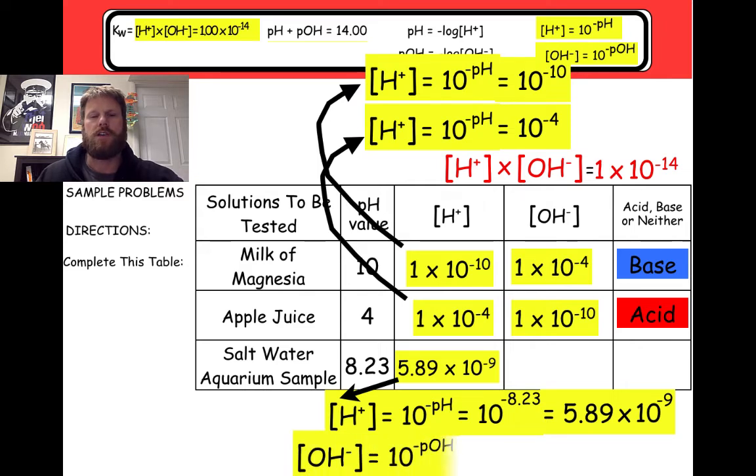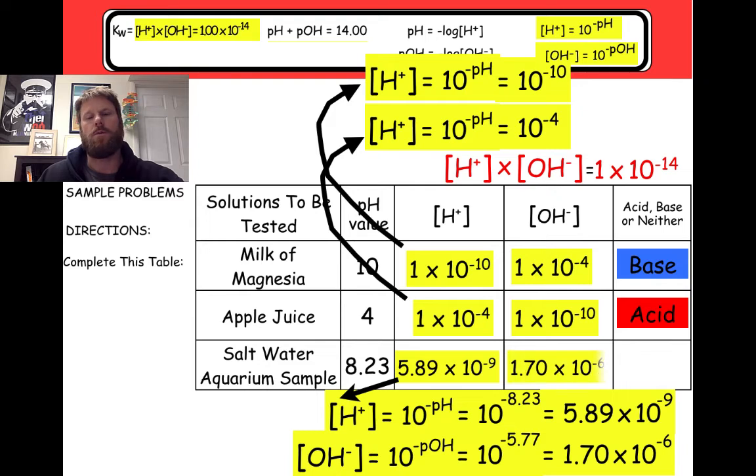One way to do it is to take the negative log of the pOH. Since we know the pH is 8.23, then the pOH is 14 minus that, which happens to be 5.77. So if we take 10 to the negative 5.77, we get 1.70 times 10 to the negative 6th.